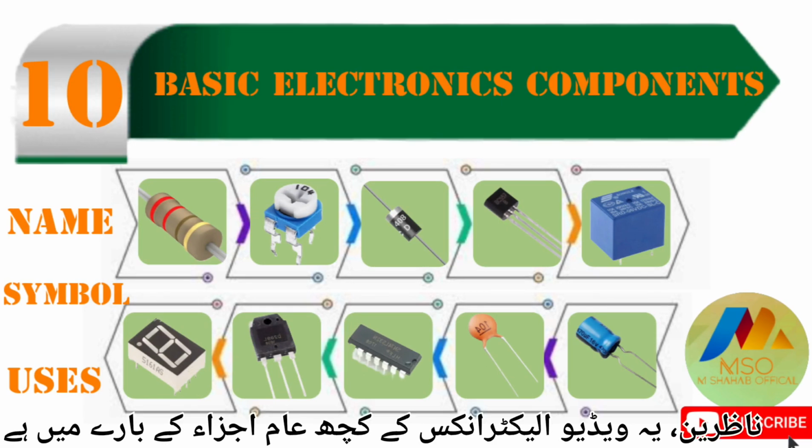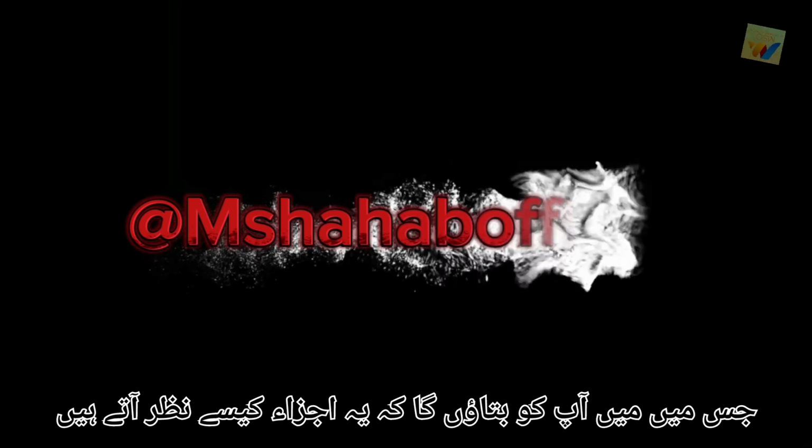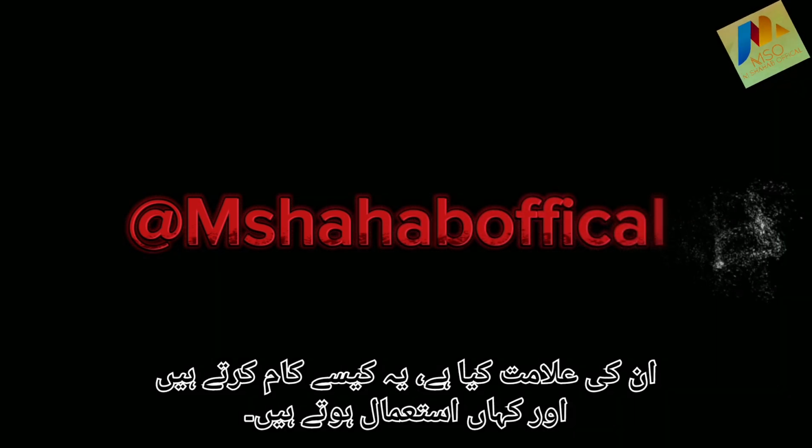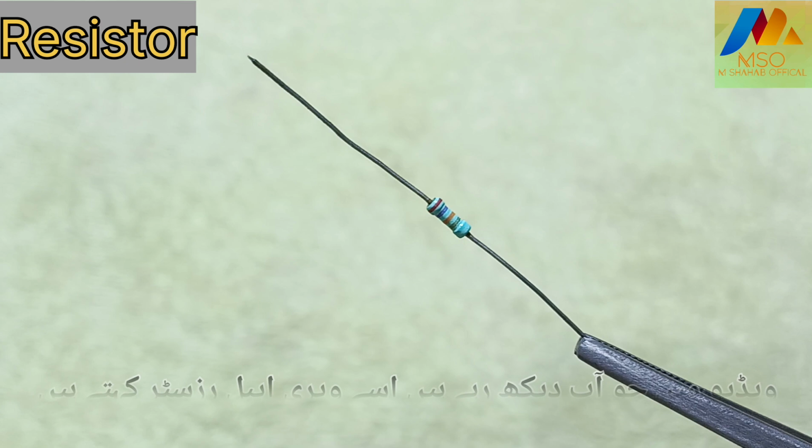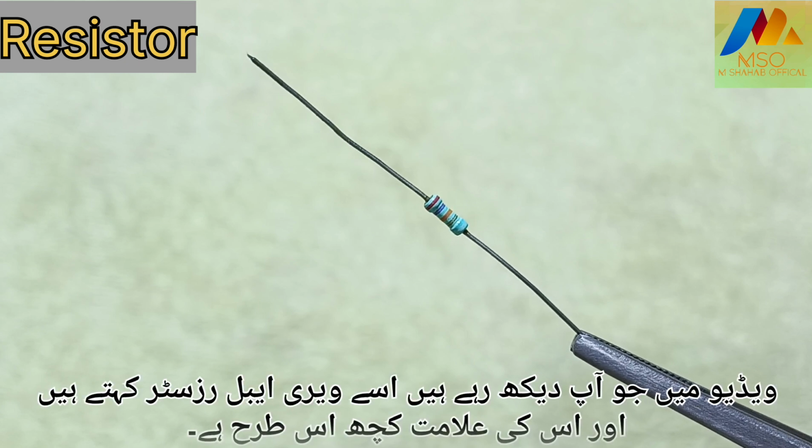Viewers, this video is about some common components of electronics, in which I will tell you how these components look, what is their symbol, how they work and where they are used. Let's start. What you see in the video is called a resistor and its symbol is like this.